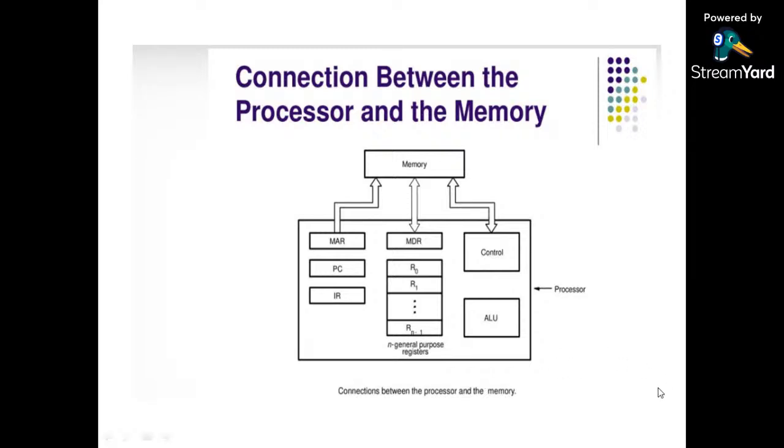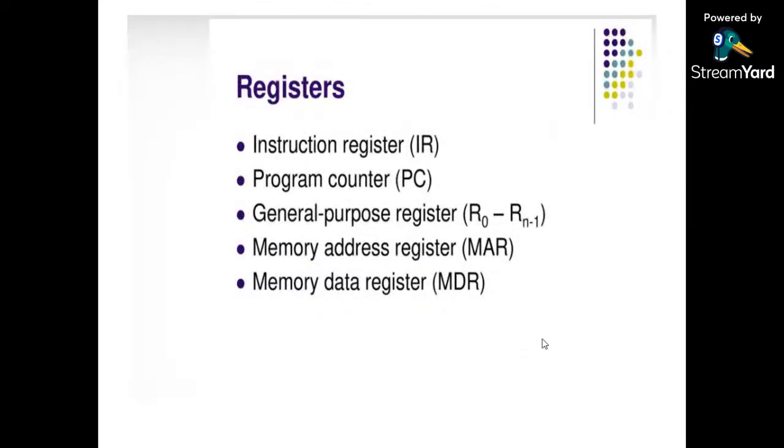Then what is ALU? We have already studied. ALU is the arithmetic and logic unit, which is used for performing all the mathematical and logical operations. These are the registers that are present in the processor. We have already discussed these registers: IR, program counter, general purpose registers R0 to Rn minus 1, memory address register, and memory data register.